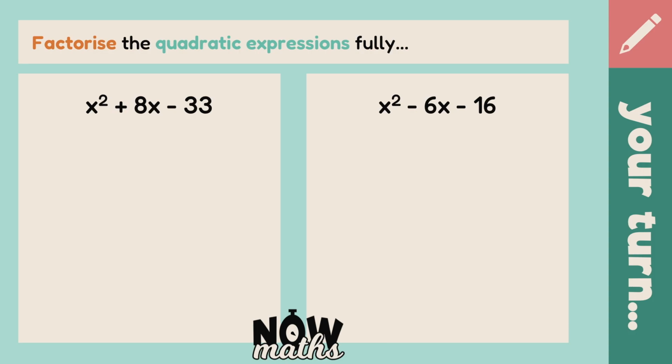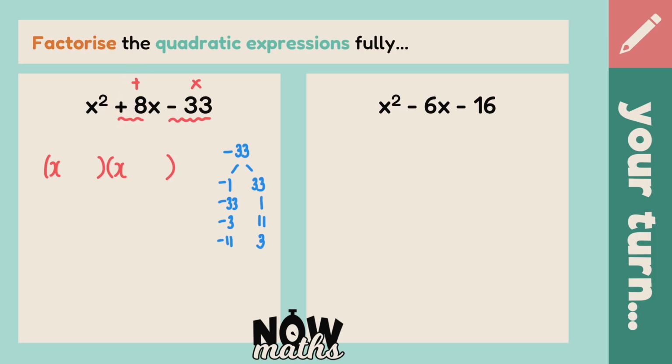So for our first quadratic, similar to all of the previous ones, we're going to put in double brackets and we're going to have an x in the front of each bracket since x multiplied by x is x squared. For this question, we need two numbers which multiply to give negative 33 and add to give positive 8. To multiply to give a negative number, we need one negative number and one positive number. So the possible factors are negative 1 and 33, negative 33 and 1, or negative 3 and 11, or negative 11 and 3.